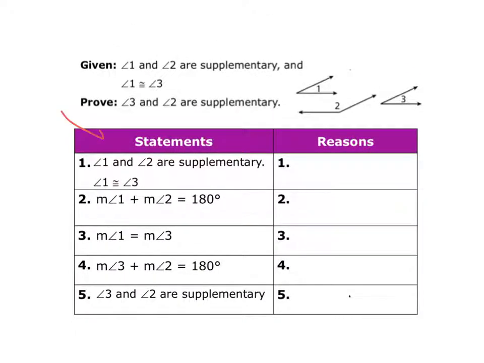So we see on the left side, we have our statements, and then on the right side, we need to provide reasons for those statements. So we have angle 1 and angle 2 are supplementary. Angle 1 is congruent to angle 3. What's our reason for that one? Ryan, what's our reason for step 1? Given.